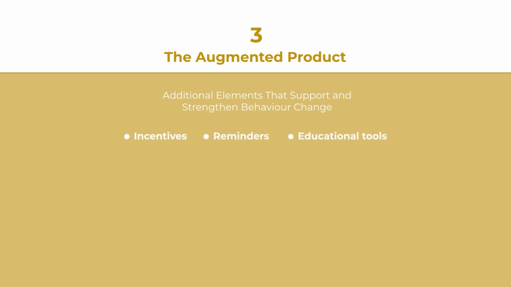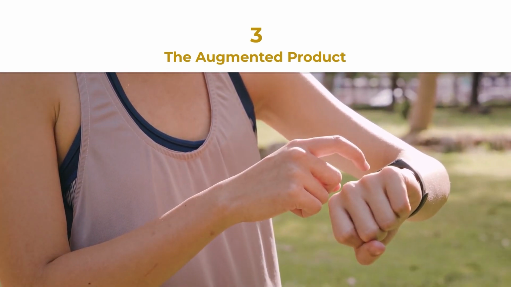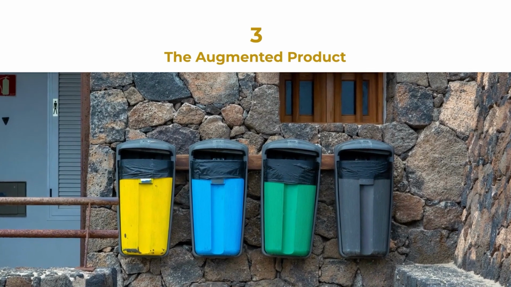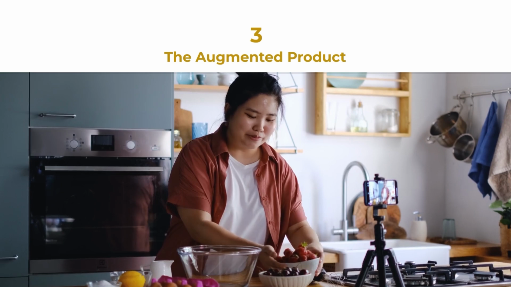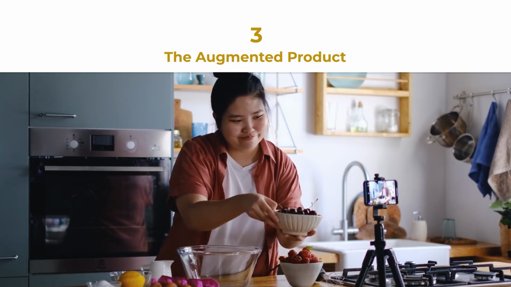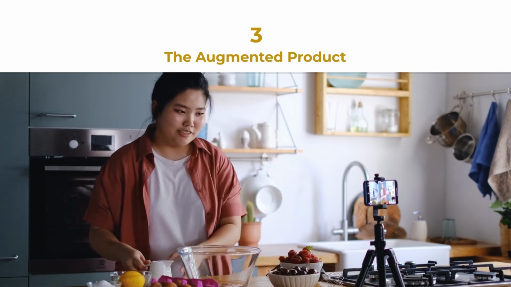For example, a fitness program might send daily text reminders to stand up and move around. A recycling campaign could provide color-coded bins with clear instructions. A healthy eating initiative might include an online recipe hub with meal planning tools. These elements make it more likely that people will stick with the behavior.